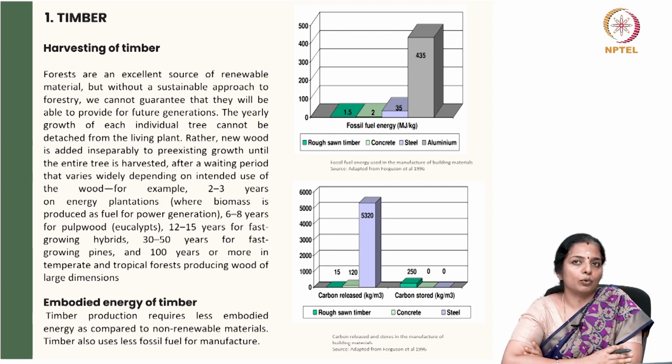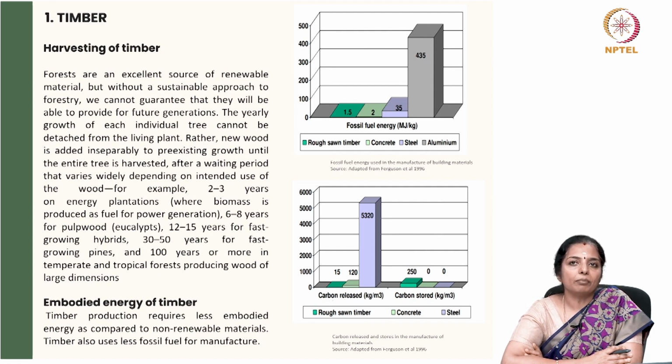But without a sustainable approach to forestry, we cannot guarantee that they will be able to provide for future generations. The yearly growth of each individual tree cannot be detached from the living plant. Rather, new wood is added inseparably to pre-existing growth until the entire tree is harvested, after a waiting period that varies widely depending on the intended use of the wood. For example, it is 2 to 3 years on energy plantations where biomass is produced as fuel for power generation, and 6 to 8 years for pulpwood like eucalyptus. It is 12 to 15 years for fast growing hybrids, 30 to 50 years for fast growing pines, and 100 years or more in temperate and tropical forests producing wood of large dimensions, like say the banyan.